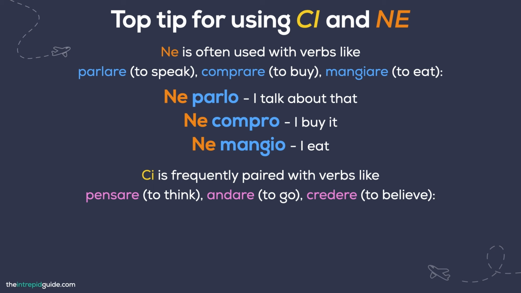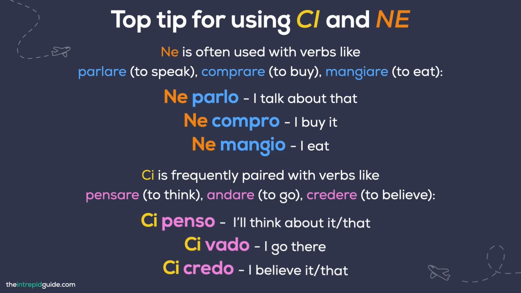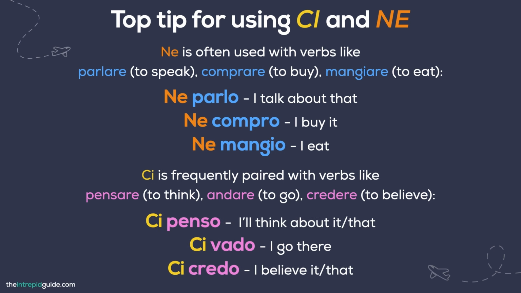Whereas ci is frequently paired with verbs like pensare, to think, andare, to go, credere, to believe. For example, Ci penso. I think about that. Ci vado. I go there. Ci credo. I believe that. Now, practicing these combinations will help you gain confidence in using these particles across various contexts.